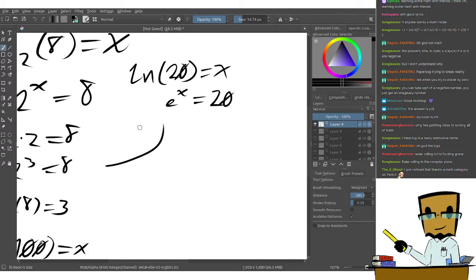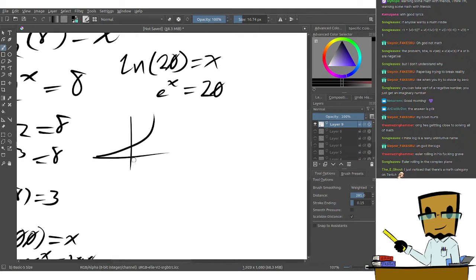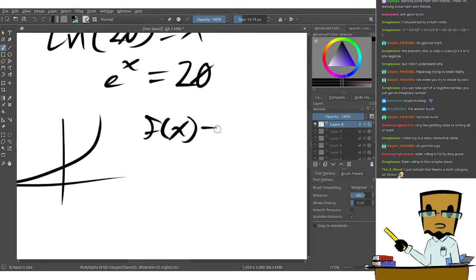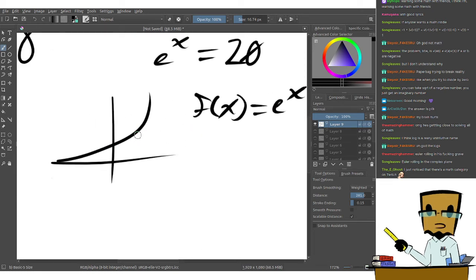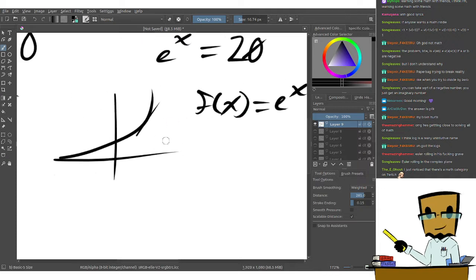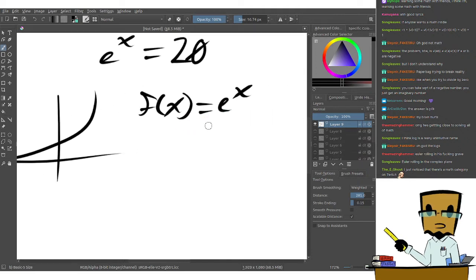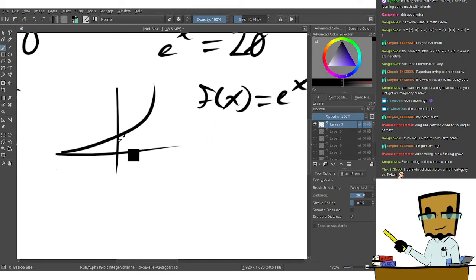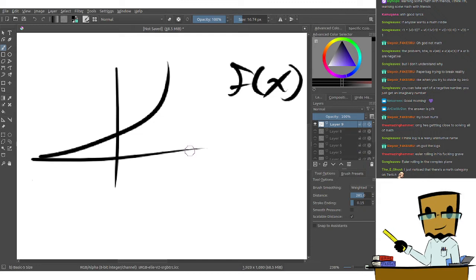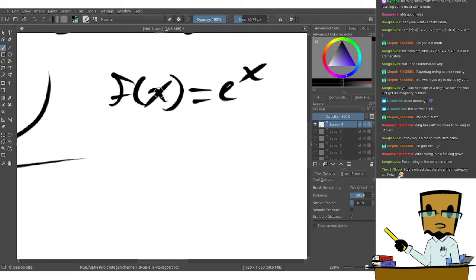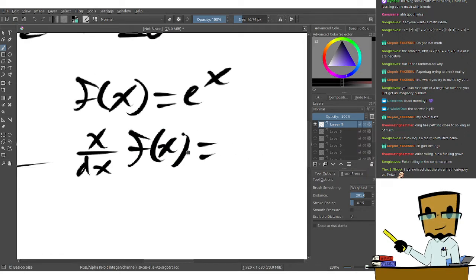So whatever, it's about like that. f of x equals e to the x. At every point, the slope is e to the x. Something like that. I believe it's that. Anyways, the derivative of e to the x, what's the derivative, d over dx, is e to the x.